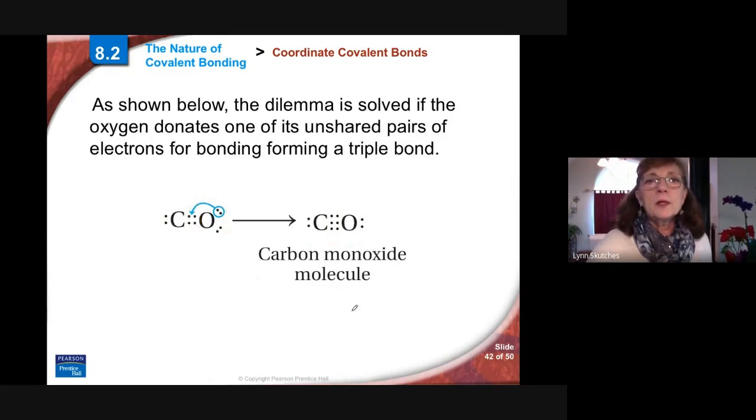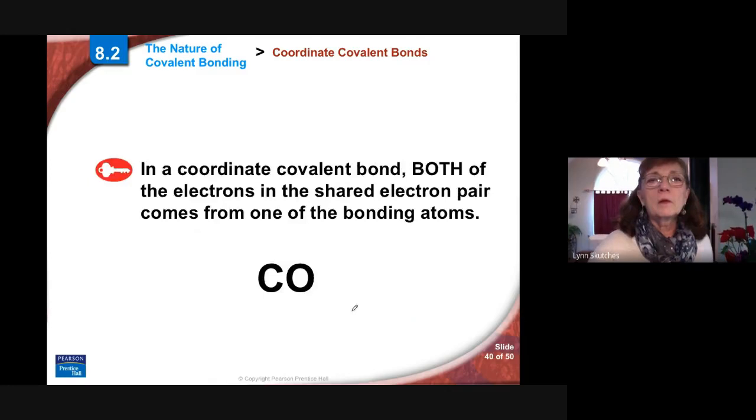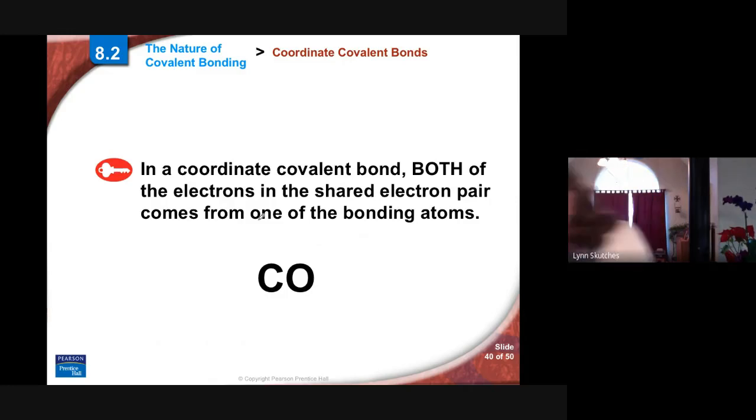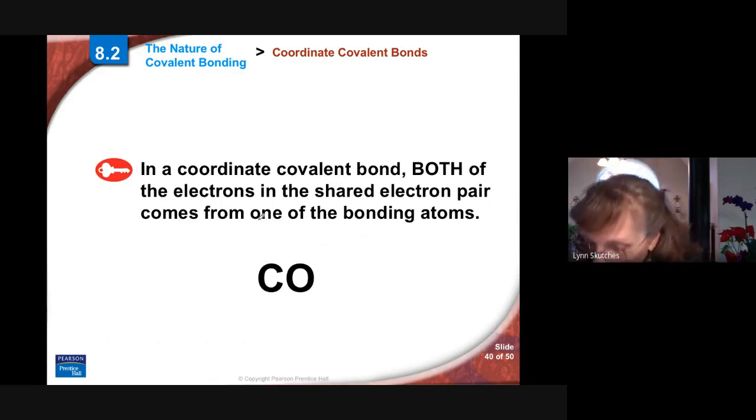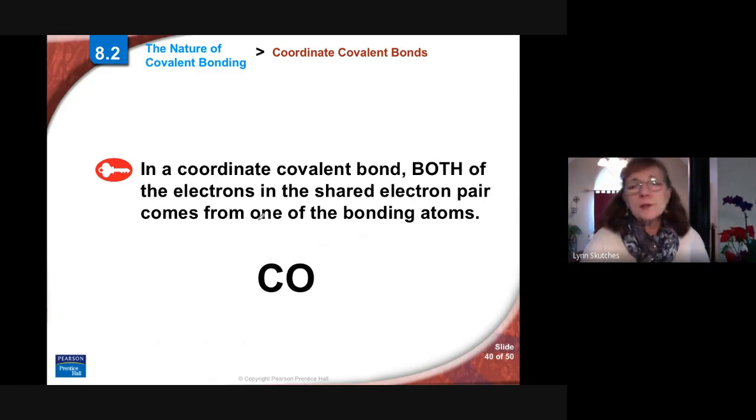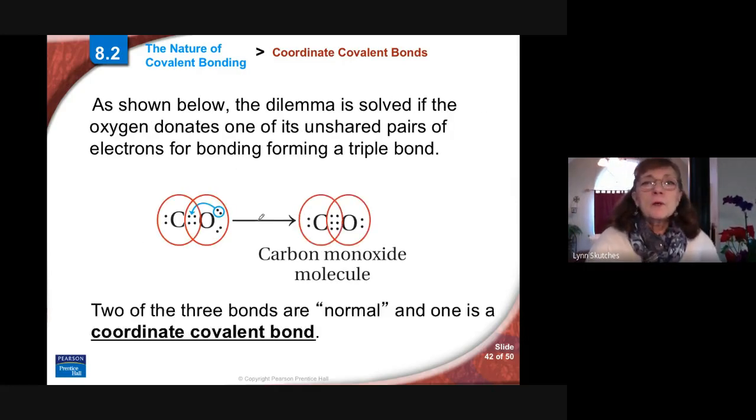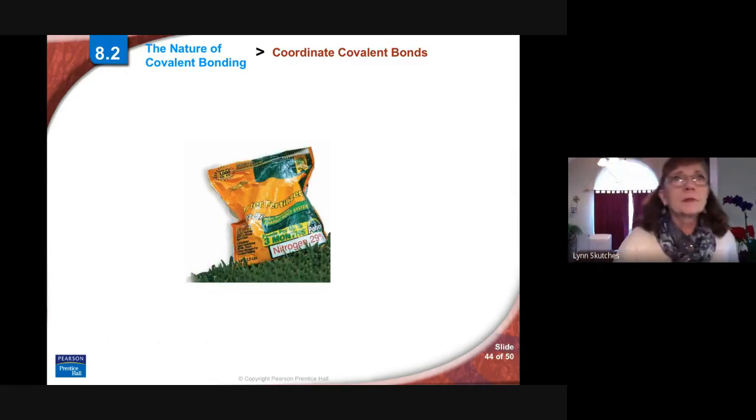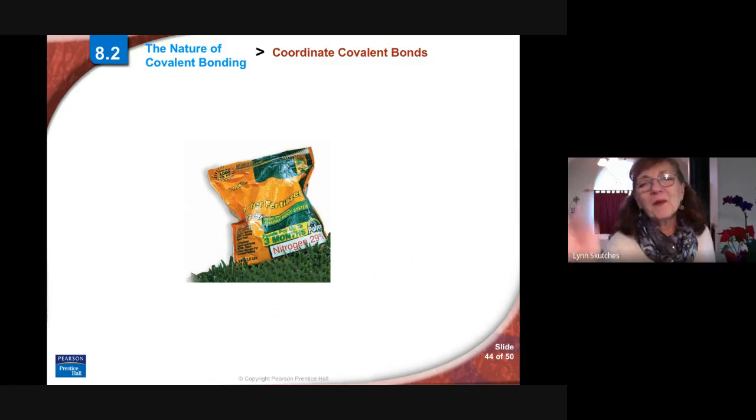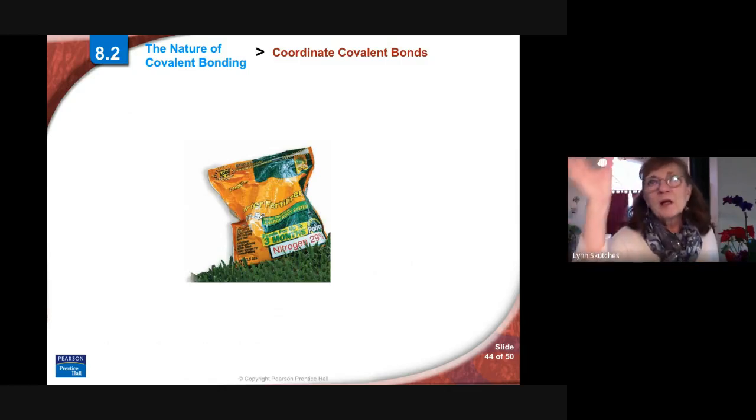Did I have the definition? I think I had the definition on there. No. Oh, there we go. So according to the definition, in a coordinate covalent bond both of the electrons in the shared pair are coming from the same atom. And it's a lone pair, and it's usually oxygen. So you might recall that most polyatomic ions have oxygen in them, and this one example isn't going to be it, but most of them do, and that's why they form nitrite and nitrate, sulfite and sulfate, these coordinate covalent bonds with the oxygens.